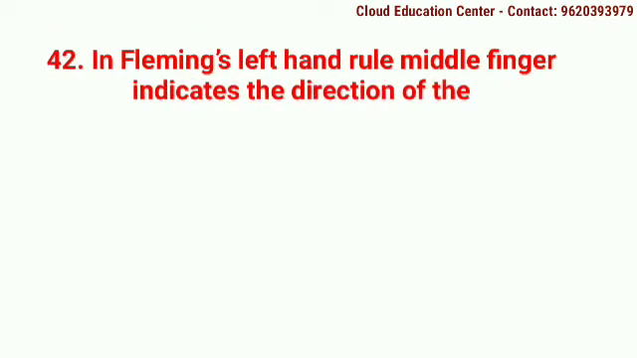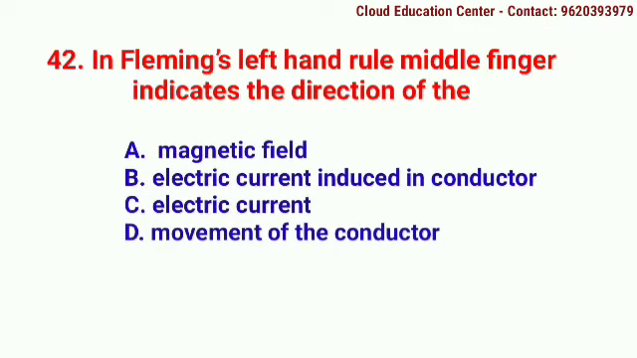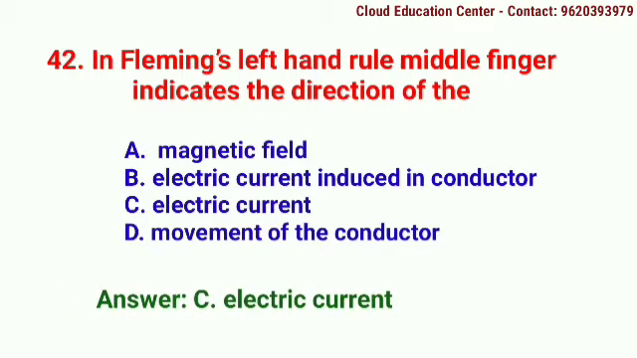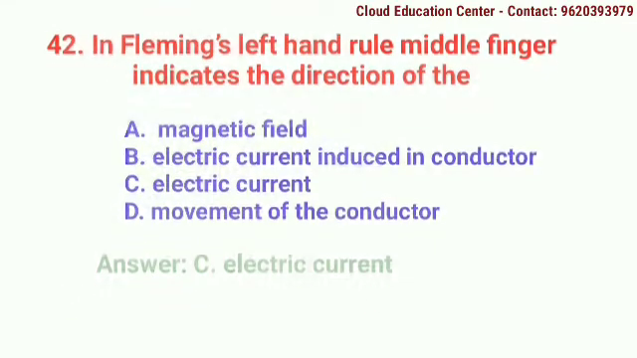The next question is, in Fleming's left hand rule, middle finger indicates the direction of the. There are 4 options. If you see the picture which is displayed on the screen, in that middle finger indicates the current direction. That means the correct answer is option C, electric current.